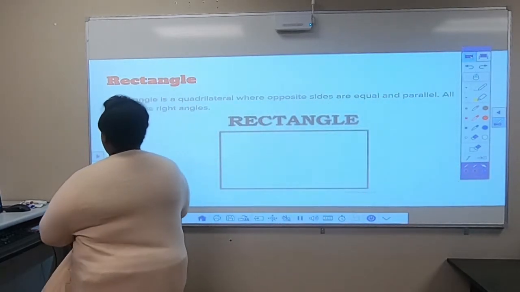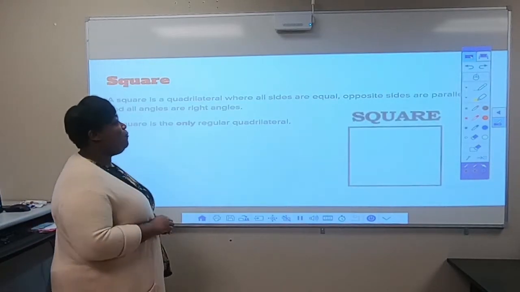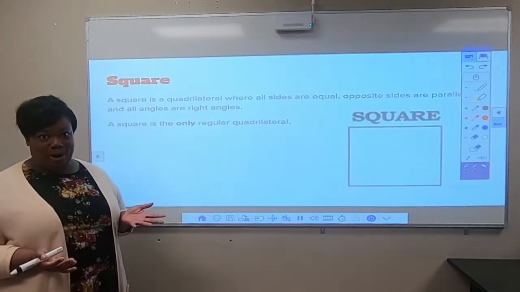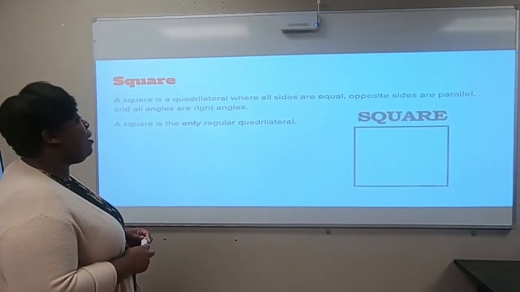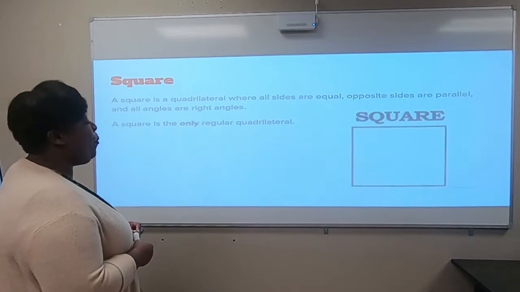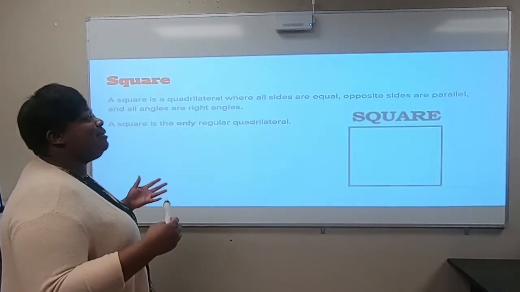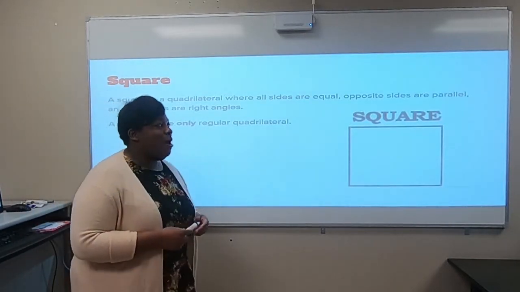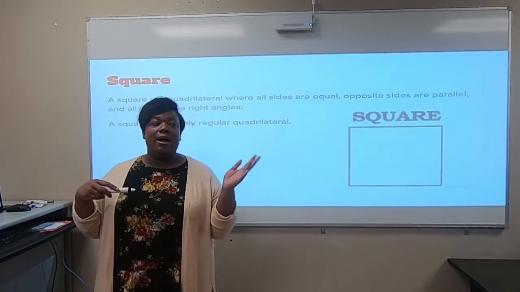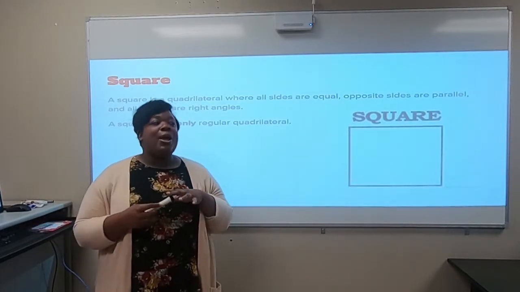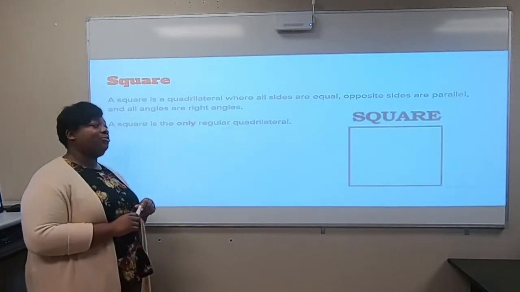Now let's get into our final quadrilateral, which is a square. We've been seeing squares since we were little kids, probably before we even entered school. We knew what a square was, okay? So a lot of times, I know a lot of you have probably heard a square is a rectangle, but a rectangle is not a square, okay? Why is that? Well, you're about to find out right now, okay?